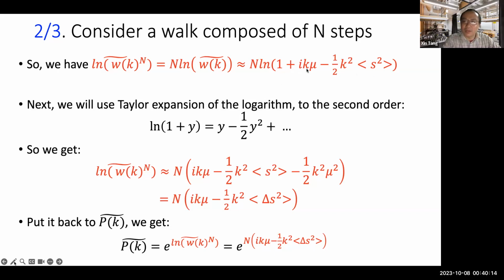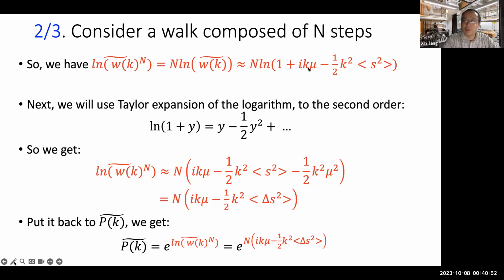Here we know k is close to 0, and mu and the s square mean are all constants. Only k is the variable here. This term can also be expanded by a Taylor expansion. Use this formula, log(1 + y), which, when y is small, equals y minus 1/2 y squared plus higher order terms. Those can be eliminated because y is so small.